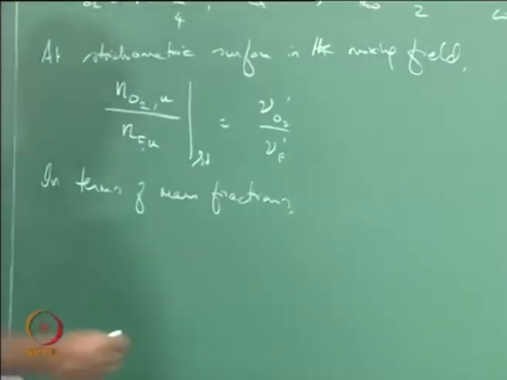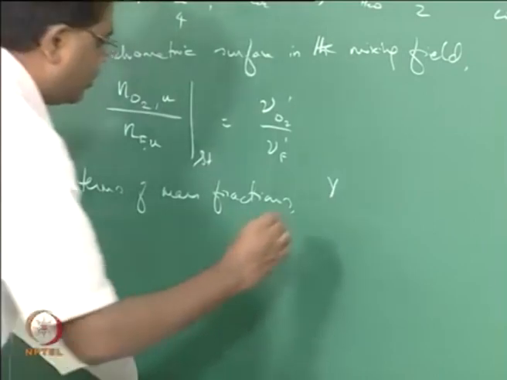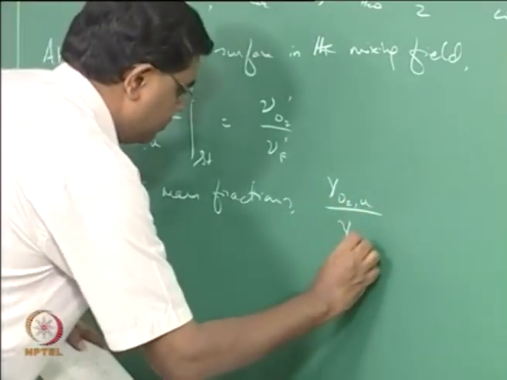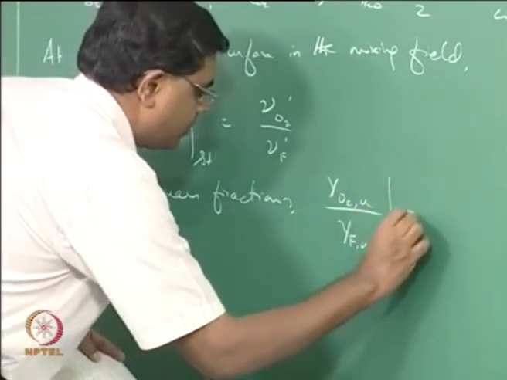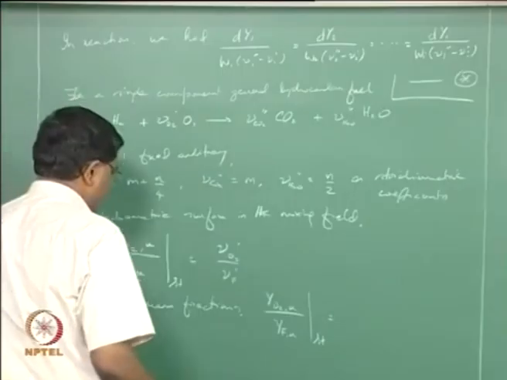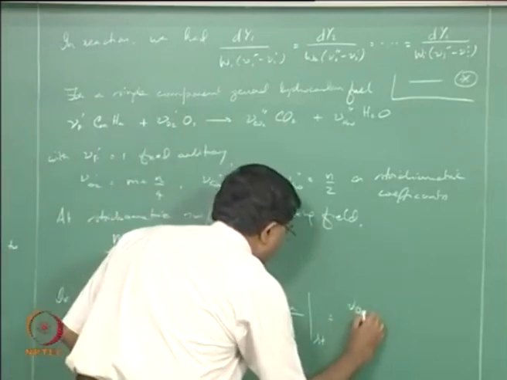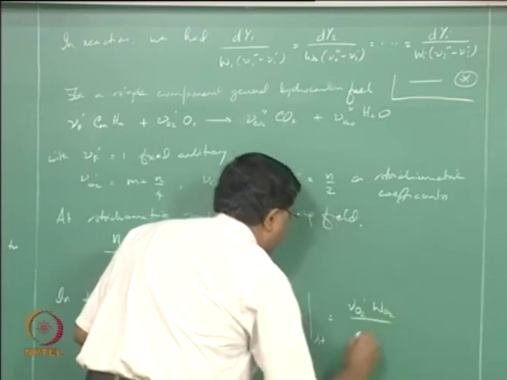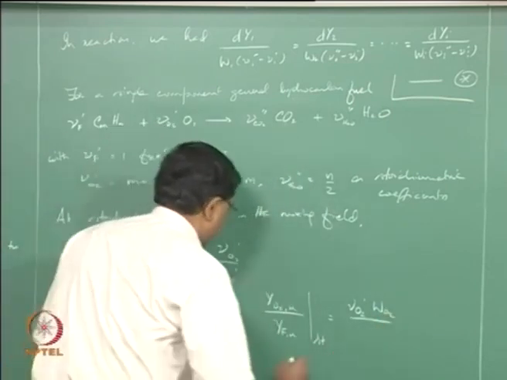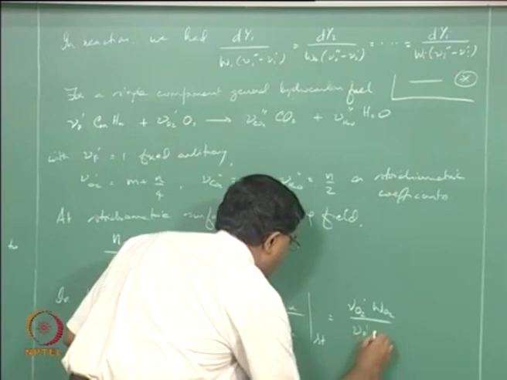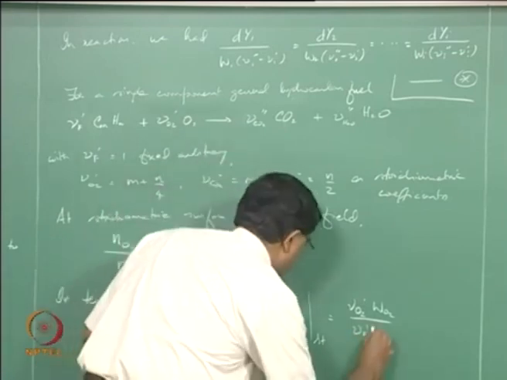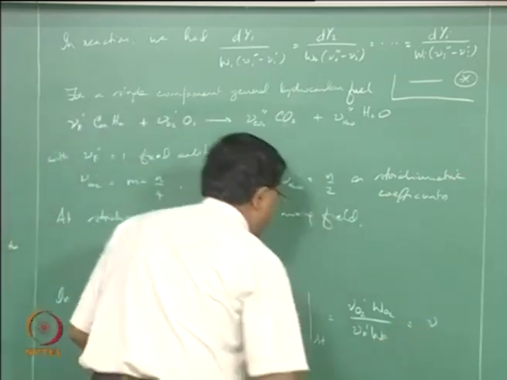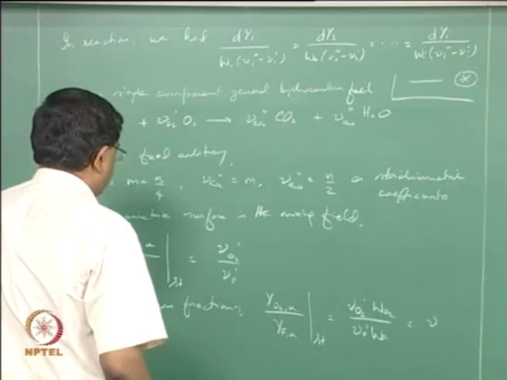So here we are going to be looking at the mass fractions: YO2 unburnt divided by YF unburnt at stoichiometry is nu O2 single prime times the molecular weight of oxygen divided by nu fuel single prime times WF, which let's say we call nu, the stoichiometric mass ratio.